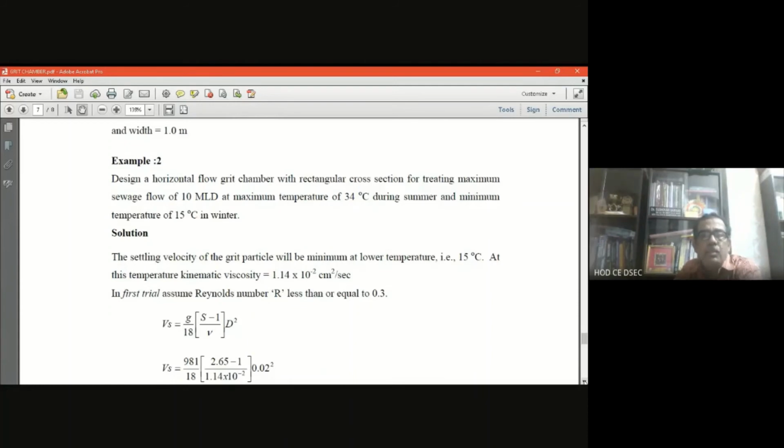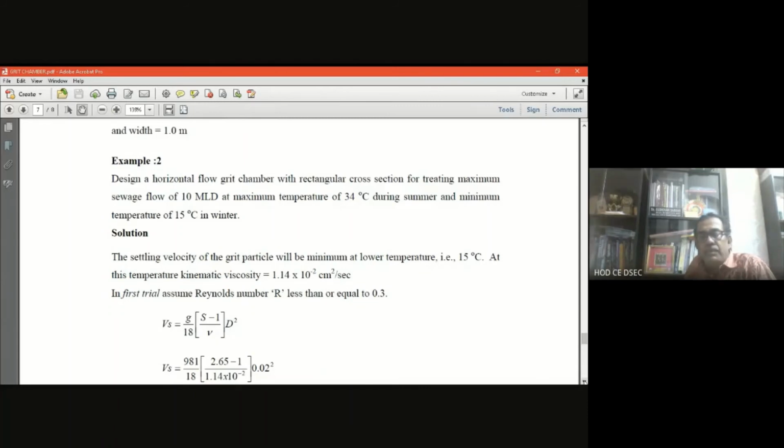Design a horizontal flow grit chamber with rectangular cross section for treating a maximum sewage flow of 10 million liter per day at a maximum temperature of 34 degrees centigrade during summer and a minimum temperature of 15 degrees centigrade.